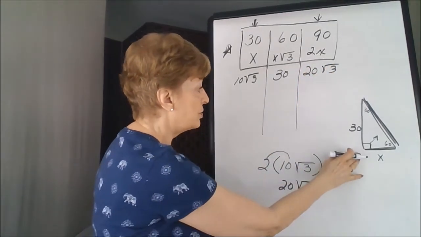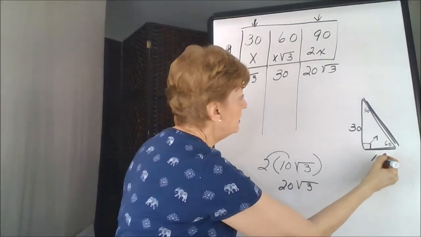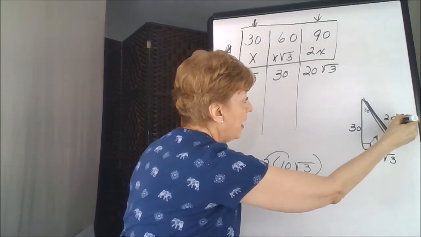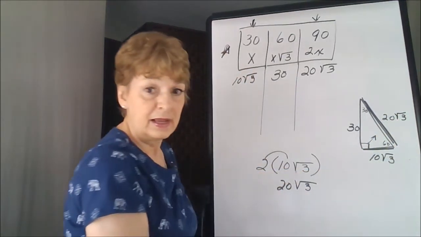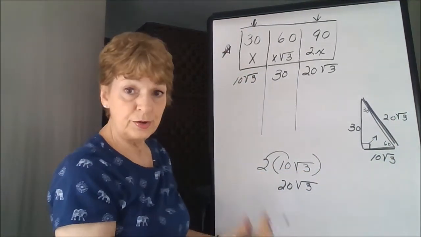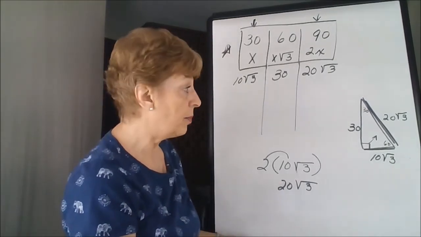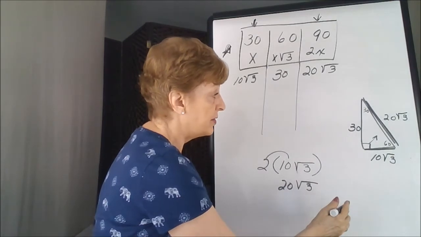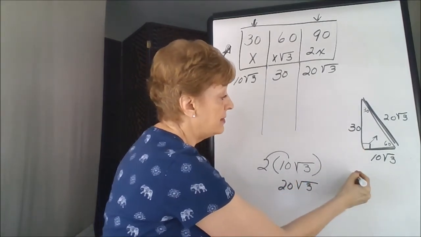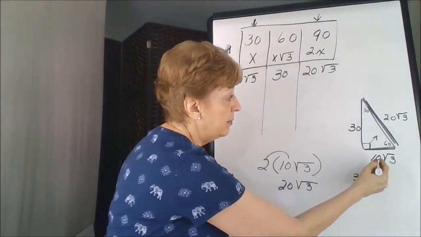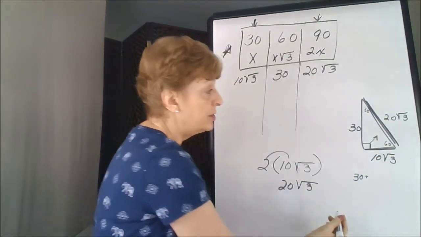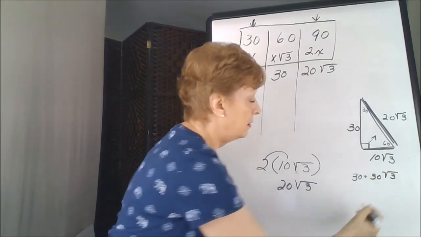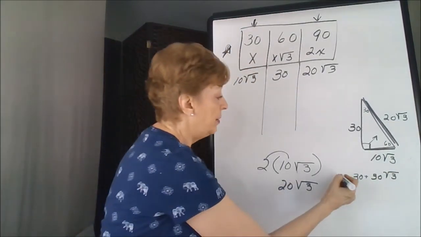So the sides of our triangle, we've got 10 radical 3. The hypotenuse is 20 radical 3. If you were further instructed to do a perimeter of this triangle, we would add up all the things that are the same. 30 is by itself, and we have 10 radical 3 and 20 radical 3. So this would be 30 radical 3, and that would be the perimeter.